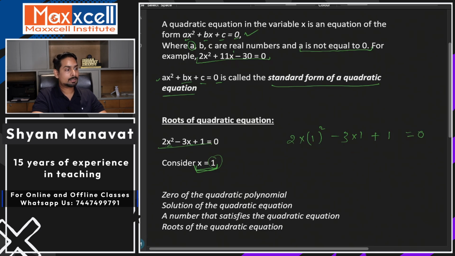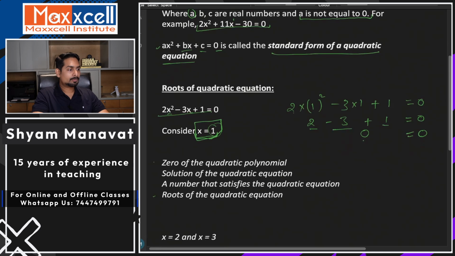So we are checking that. Now 1 square is what? 1. So 2 into 1 is 2, minus 3 plus 1 equals 0. Do you see here? 2 plus 1 is 3, 3 minus 3 is 0. So here the left hand side is 0, the right hand side is also 0. So you find left hand side equal to right hand side in this quadratic equation for x = 1. So we can say this x = 1 is a root of this quadratic equation.